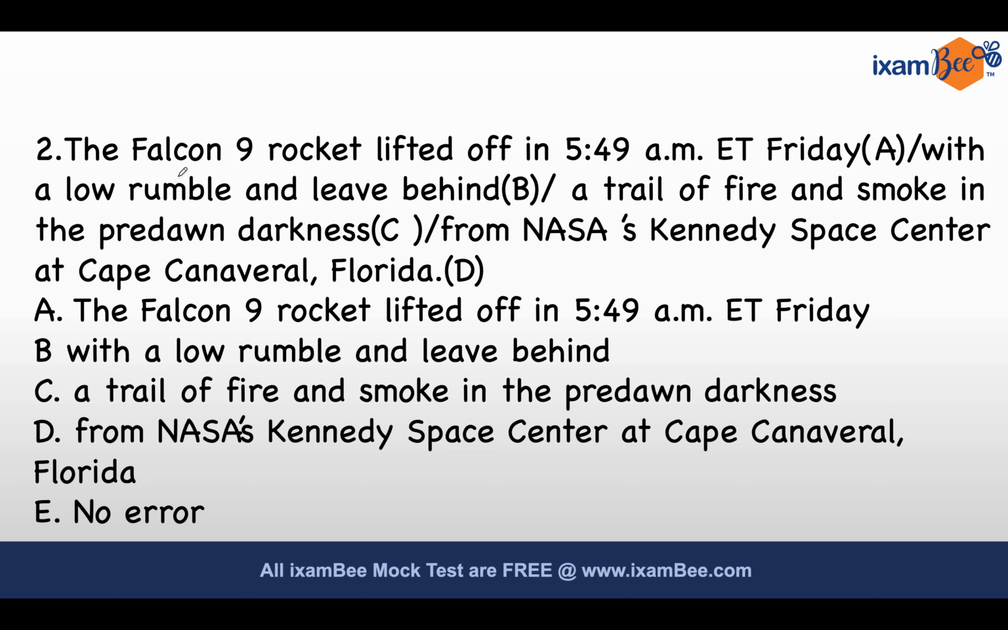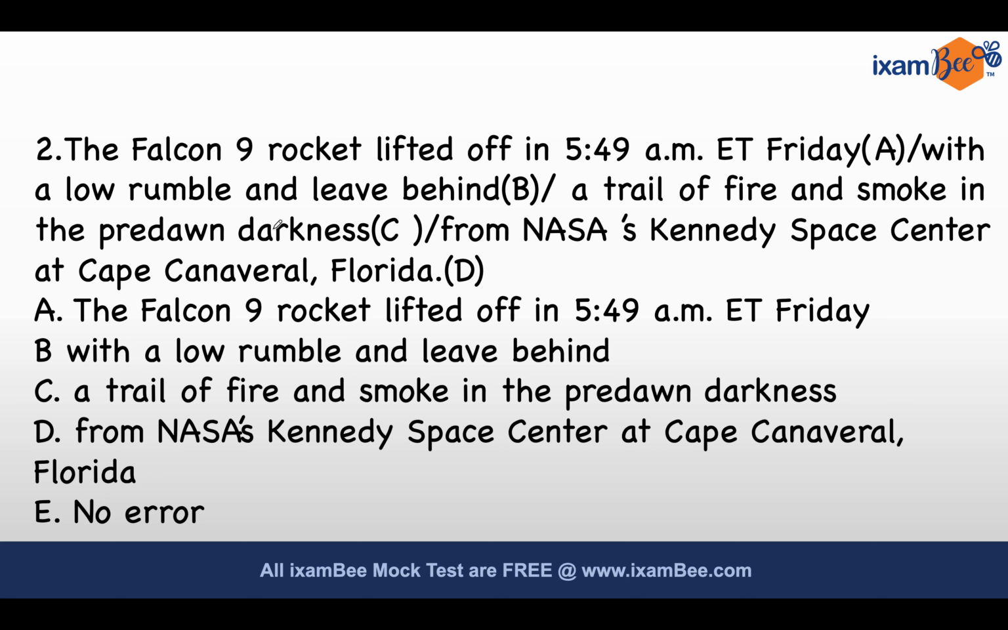The Falcon 9 rocket lifted off in 5:49 a.m. Eastern Standard Time Friday with a low rumble and leave behind a trail of fire and smoke in the pre-dawn darkness from NASA's Kennedy Space Center at Cape Canaveral, Florida. Okay, now we've read it as a whole, and maybe we couldn't make head or tail of it. It sounded perfect. Now let's look at the parts.